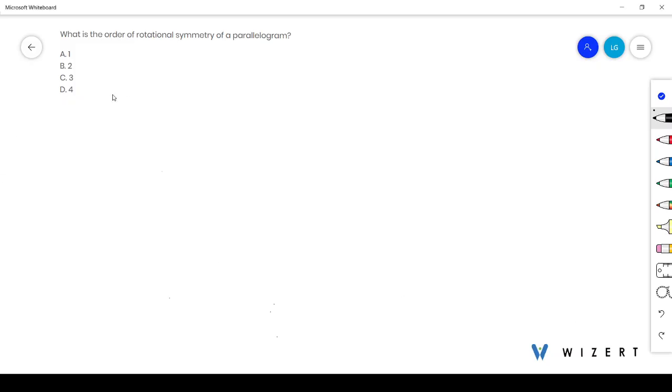Our question is, what is the order of rotational symmetry of a parallelogram? We know that the order of rotational symmetry of a shape is the number of times we can rotate a shape within a 360-degree rotation so that it looks the same.